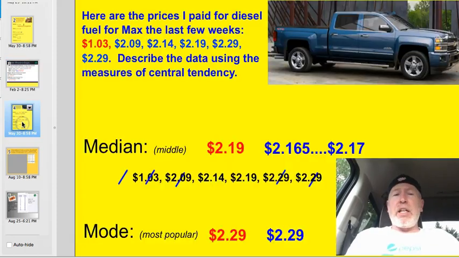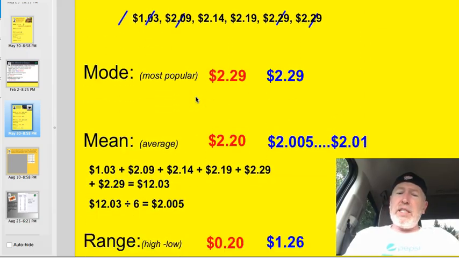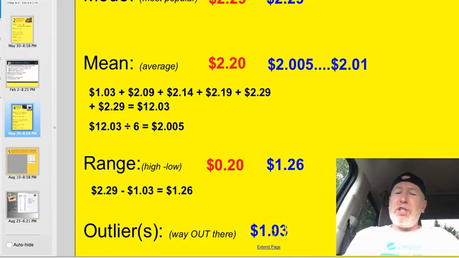All right, let's take a look at an example here with Max. Once again, I'm sitting in Max making this video. So here are the prices I paid for diesel fuel for Max in the last few weeks. $1.03, $2.09, $2.14, $2.19, $2.29, and $2.29. Describe the data using the measures of central tendency. Well, I put down that there's this outlier that wasn't there last night. That's $1.03, and you're saying, no way.